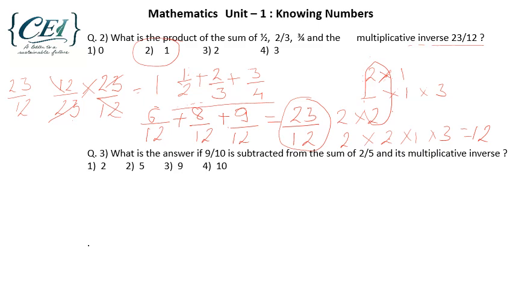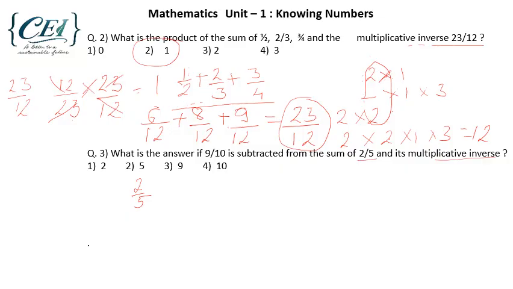What is the sum if 9 upon 12 is subtracted from the sum of 2 upon 5 and its multiplicative inverse? The question is, what is the answer if 9 upon 10 is subtracted from the sum of 2 upon 5 and its multiplicative inverse? So first we have to find the sum. Sum of what? 2 upon 5 and its multiplicative inverse.